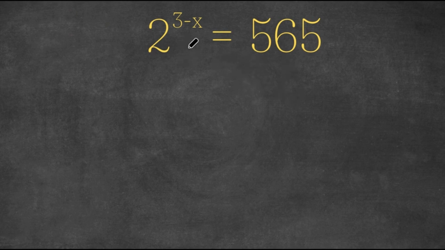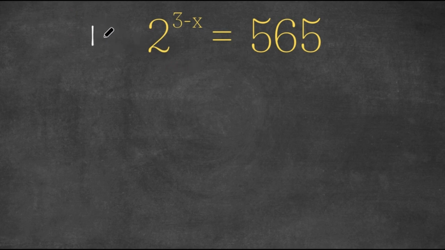In today's video, I'm going to be teaching you guys how to solve this exponential equation. So we have 2 to the power of 3 minus x equals 565. And what I want to do is I just want to get rid of this base and keep the exponent. So to do that, well, to cancel out an exponent, what we need to do is we need to take the inverse of the exponent. And the inverse of an exponent is a log.